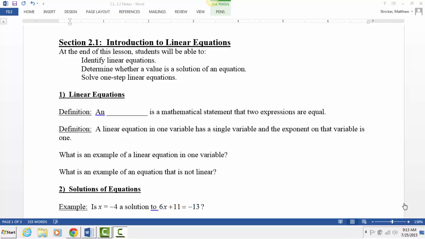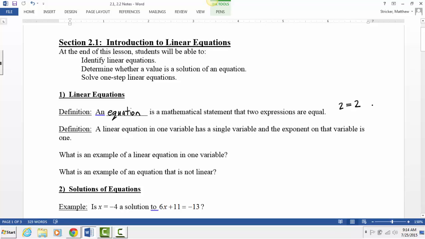The first definition is pretty basic. It's the definition of what an equation is. An equation is a mathematical statement that two expressions are equal. For example, some of the most basic equations are things like this: 2 equals 2. By common sense, we know that's true because the left-hand side is 2 and the right-hand side is 2, so they're equal.